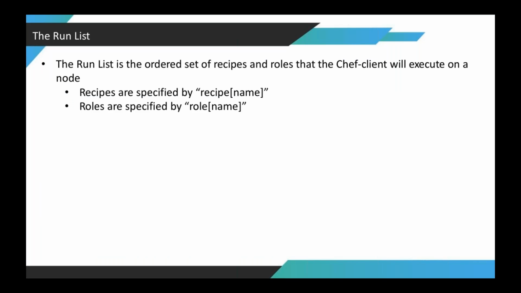All right, next comes your run list. We already talked about how we can associate the recipes and roles inside the run list, and then when the Chef client runs, it knows which roles and recipes it has to run on the node, using the run list.